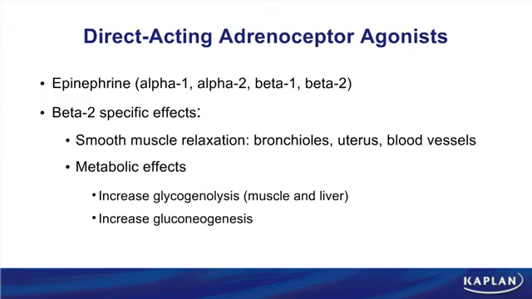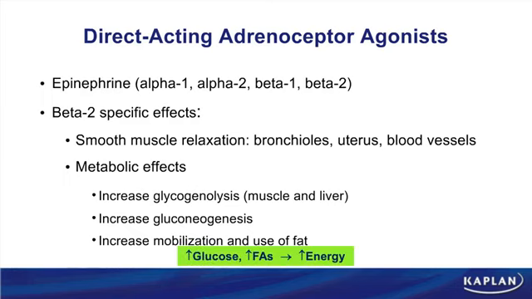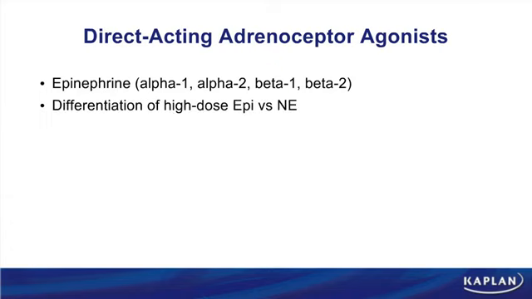Stimulating beta-2s can also increase the mobilization and the use of fat, increasing the level of fatty acids, and together with increased glucose can provide you with energy, for example, in a fight-or-flight situation. The actions of epinephrine on beta-2 receptors are the opposite of what you see from insulin working on insulin receptors. Isn't it true that insulin is a storage hormone? Insulin wants you to store nutrients, and epinephrine wants you to utilize those nutrients, especially in times of fight or flight. So you might be asked to distinguish high-dose epi from norepinephrine.